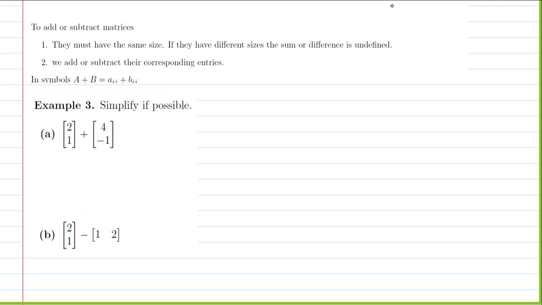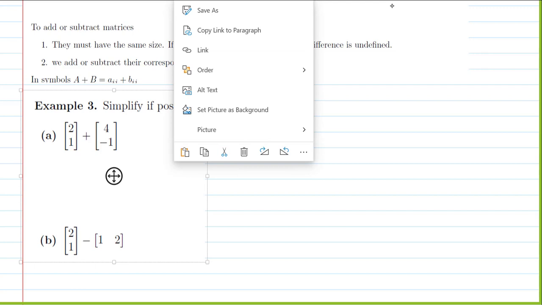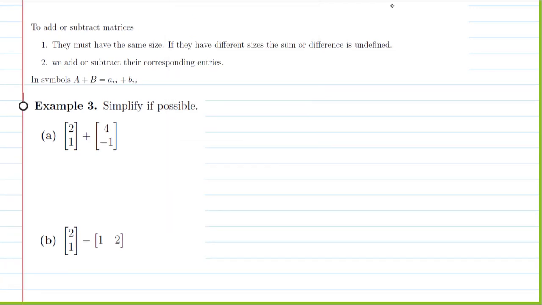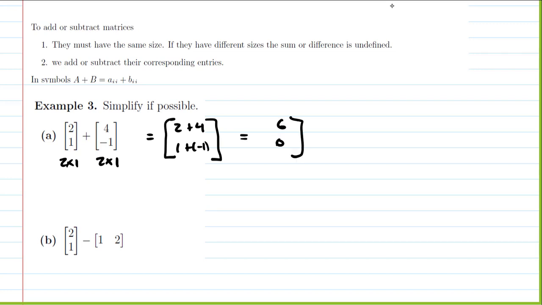So in example A, we want to add the column vectors [2, 1] and [4, -1]. Notice they are both 2 rows and 1 column, so the size is a 2 by 1 and a 2 by 1. When we add them together, we will add their corresponding entries. So that would be 6, and 1 plus -1 is 0. We end up with the new matrix [6, 0], which also has size 2 by 1.